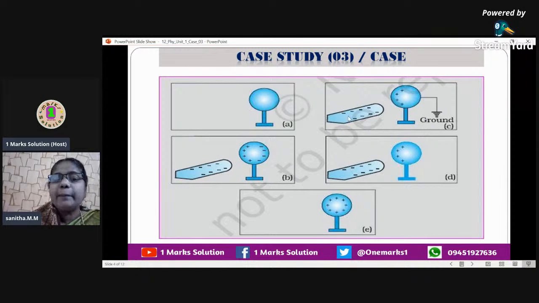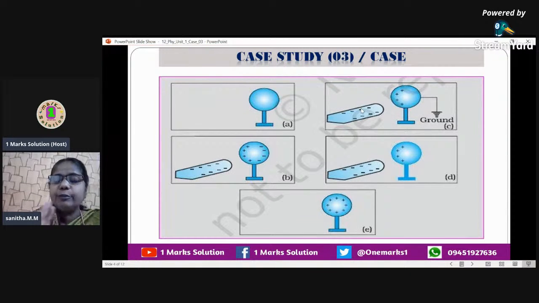So what is happening in C? We are connecting the sphere with a wire to the earth. We call it grounding or earthing. So what will happen? All the negative charges will go to the ground, so only the positive charges will remain. As long as the rod is here, the positive charges will stay accumulated there itself.